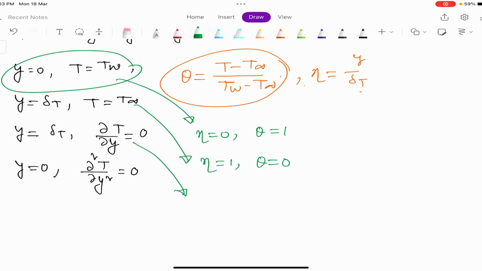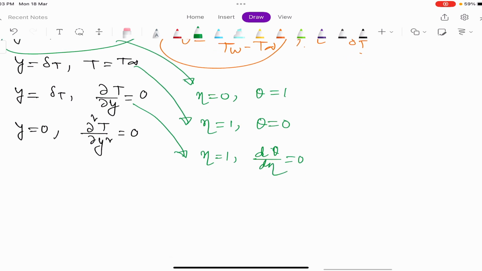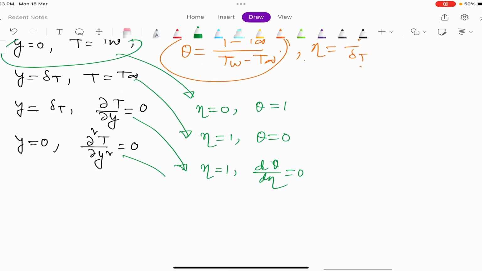This becomes, at eta equal to 1, d theta d eta equal to 0. This becomes, at eta equal to 0, d2 theta d eta 2 equal to 0. You see that all the boundary conditions are having some numerical numbers, and those numbers are also between 0 and 1. So this problem has boiled down to a very simplified problem.